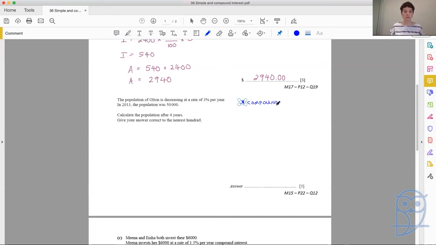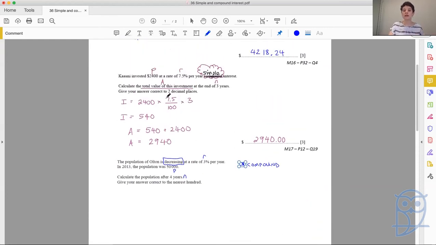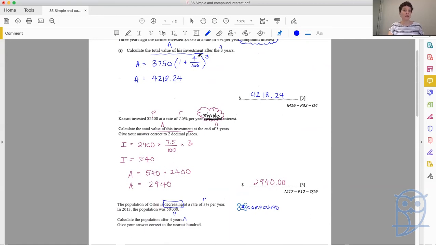So P would be 50,000, our starting amount. R would be 3% and N would be 4. The thing is that we have this really interesting word here that says decreasing. So instead of going plus 3% each year, we're going minus 3%. If you think about it, when you use your formula, you use plus the rate. So we can actually just change that sign and we will have minus the rate.